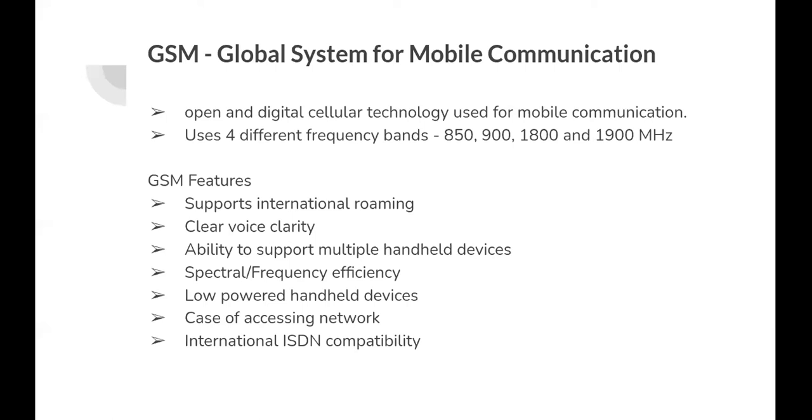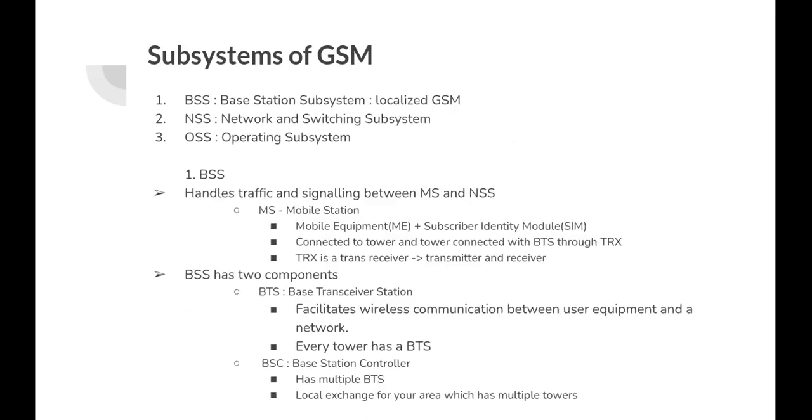So we started by looking at GSM, which is the Global System for Mobile Communication. We wanted to appreciate where we're coming from. With GSM, we have some features that it supports, including international roaming, voice clarity, and all that. But what was important to us were the subsystems that come with GSM. One of them is the BSS, the base station subsystem. We have the NSS, the network and switching subsystem. And we also have the OSS, the operating subsystem. We are going to look at each of these subsystems, hopefully in the next 5 minutes.